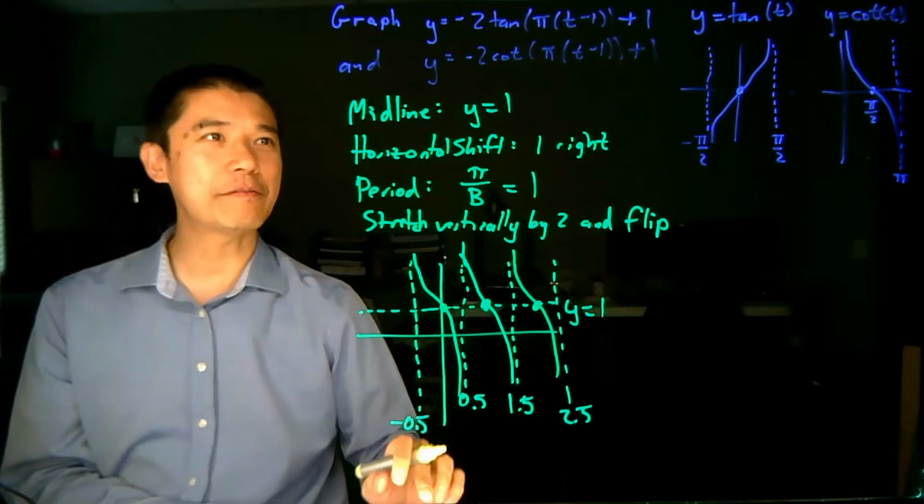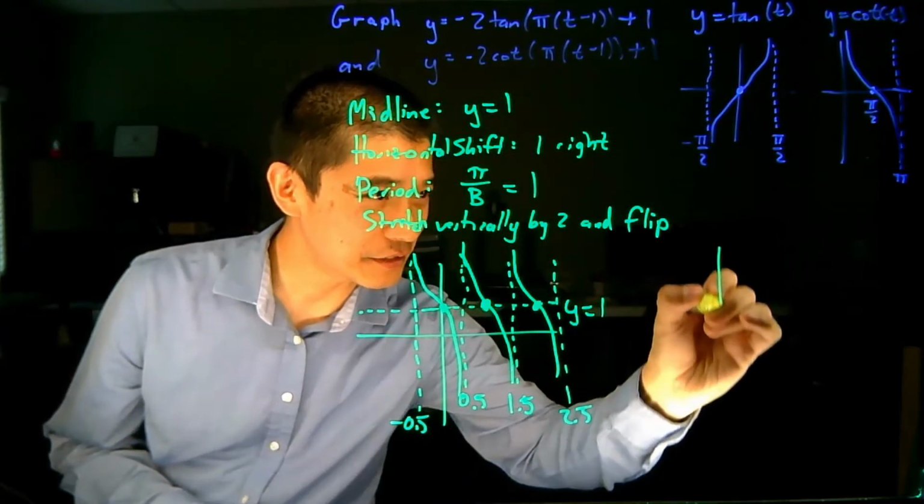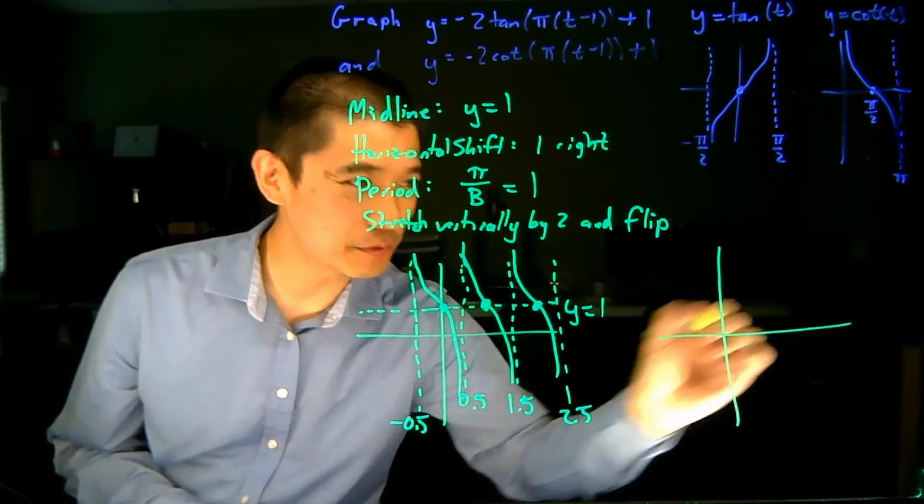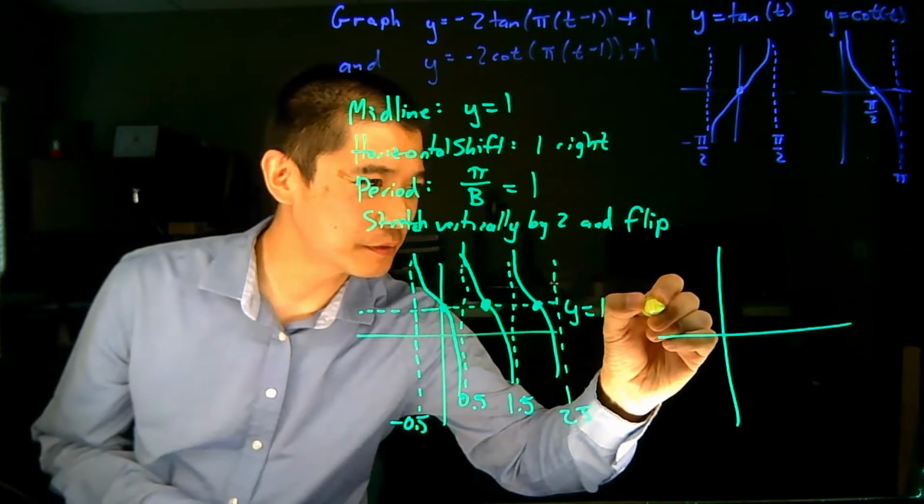All right, so here's the graph of the tangent function. What about the cotangent function? The logic is going to be the same, and the only thing that changes really is the overall shape. So let's go through this again. Midline, y equals 1.